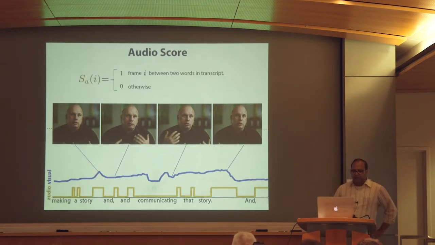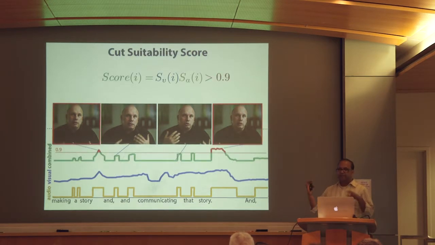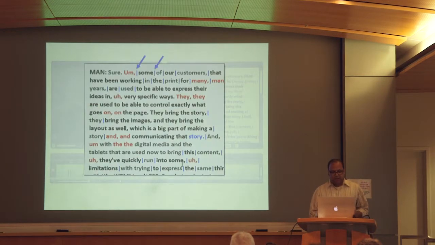So for the audio score, we rely on the alignment between the text transcript and the speech and set the score to 1 whenever the speaker is between words, as shown here. And then we combine the visual and audio score and threshold the result to generate the blue bars in this transcript view. Okay, so fairly straightforward.